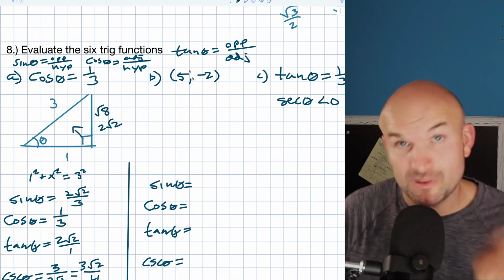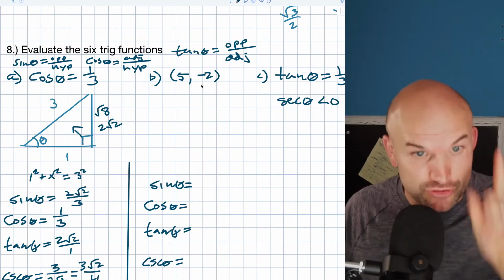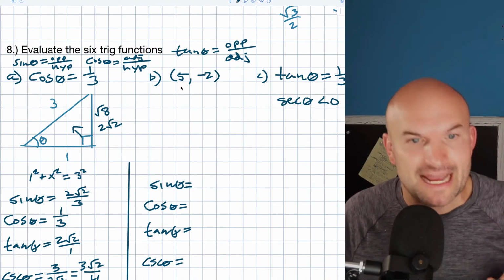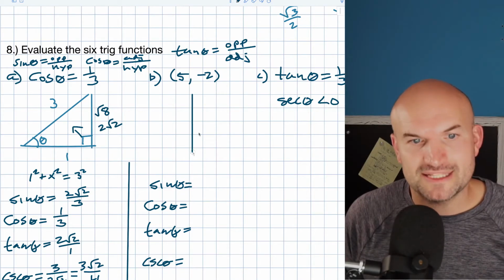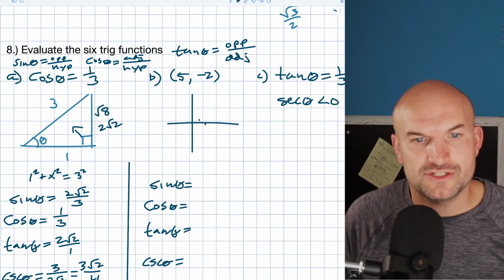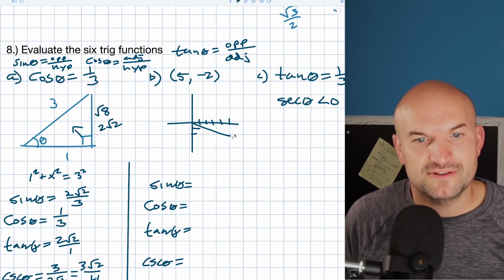Well, remember, this point is not on the unit circle, so don't try to do that. Do not do that. That's the most common mistake that happens here. What you are going to have to do is plot this point. So we have 1, 2, 3, 4, 5, 1, 2. So we have 5, negative 2.